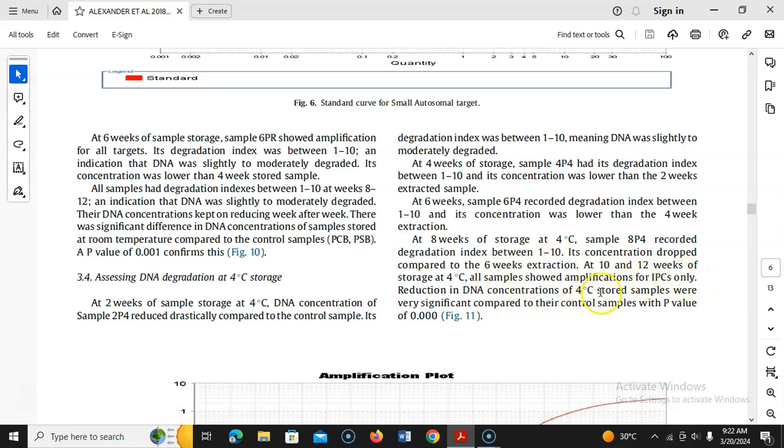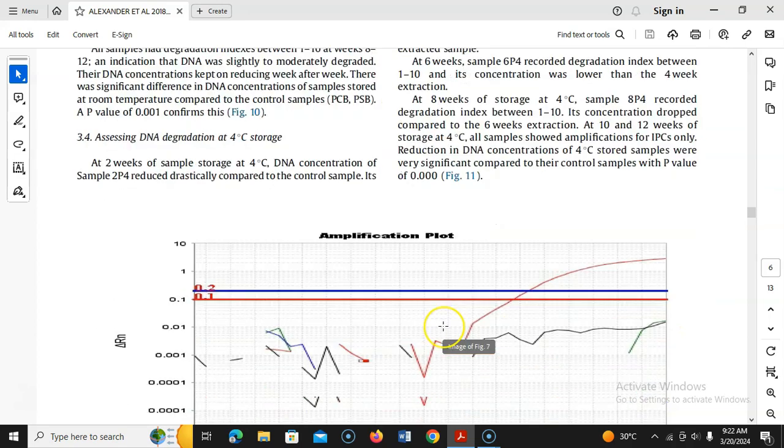At 10 and 12 weeks of storage at 4 degrees Celsius, all samples showed amplifications for the internal positive controls only. Reduction in DNA concentrations of 4 degrees Celsius stored samples were very significant compared to their control samples, with p-value of 0.000.